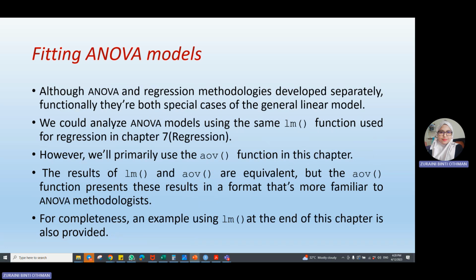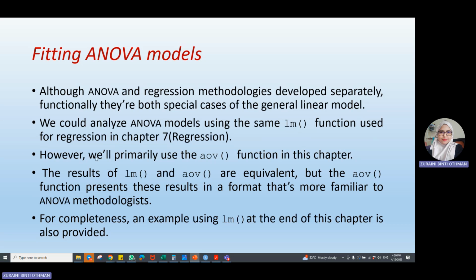Fitting ANOVA model. Okay. Here we want to do a fitting of ANOVA model. Okay. Although ANOVA and regression methodologies developed separately, functionally, they are both special cases of the general linear model. Okay, we could analyze an ANOVA model using the lm function used for regression in chapter 7, which is regression.